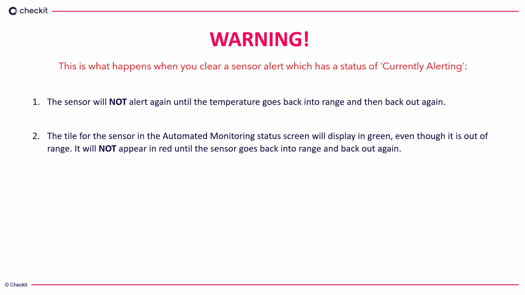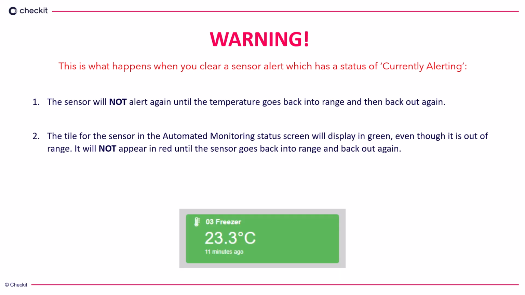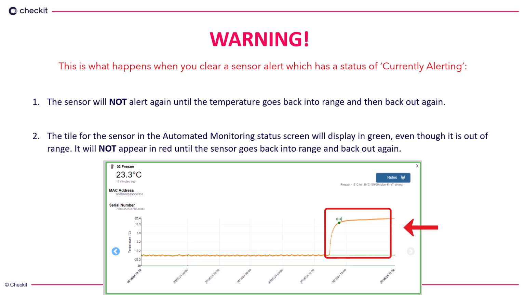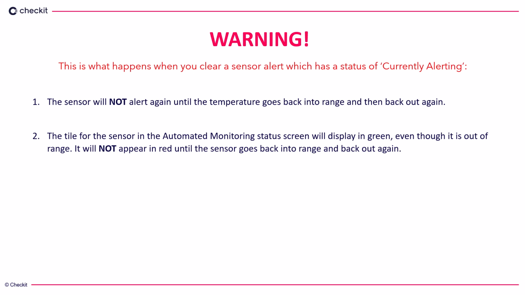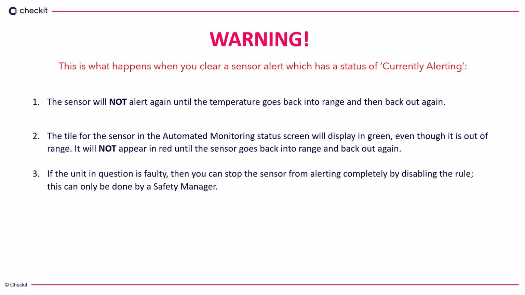The second point is the tile for the sensor in the Automated Monitoring Status screen will display in green, even though it is actually out of range. It will not appear in red again until the sensor has gone back into range and then back out again. The third point is that if the unit in question is faulty, then you can stop the sensor from alerting completely by disabling its rule. This can only be done by Safety Manager, and if you'd like to do that, please do contact help@checkit.net.